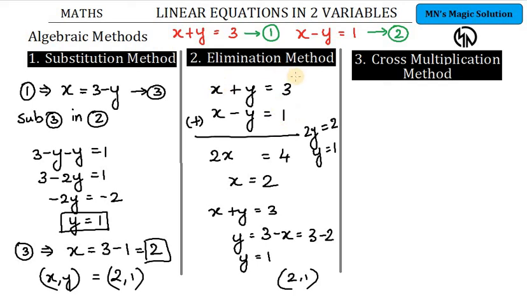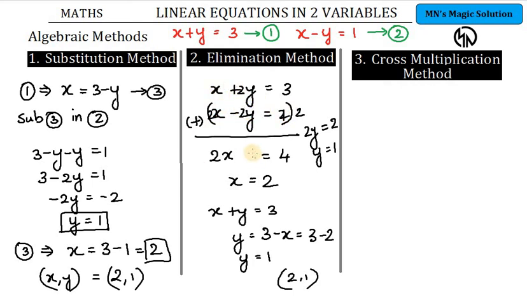So this method is called the elimination method. I am trying to eliminate one of the variables by either adding or subtracting the two given equations. Before that, to make the coefficients the same, I can multiply the equations by any constant. For example, suppose there was a 2y above. If you add both, it would be 2y minus y, so the y term would still be there. To tally that, what we should have done is multiply this entire equation by 2. Then this becomes 2x minus 2y is equal to 2.